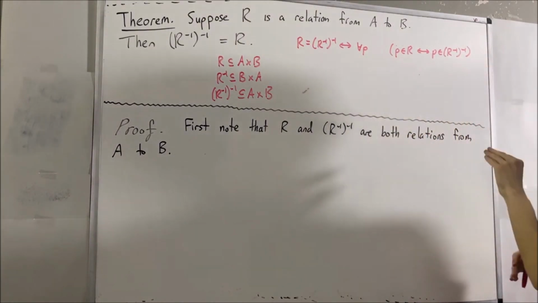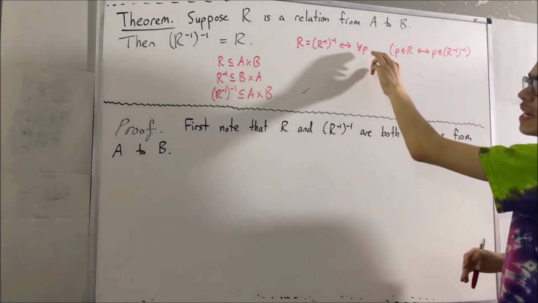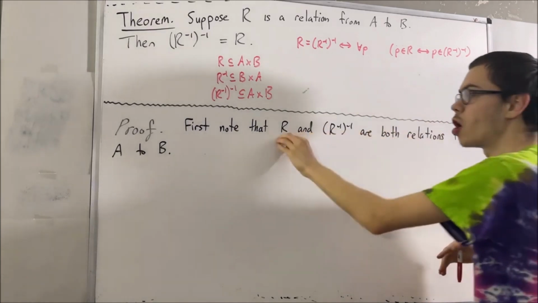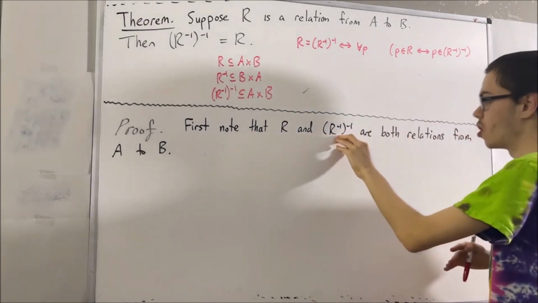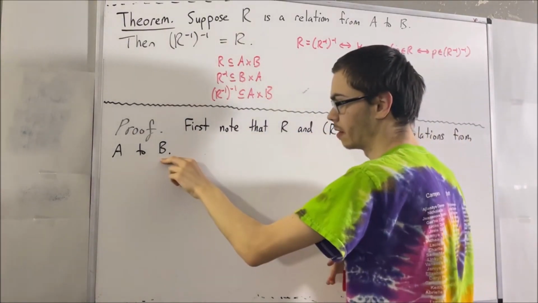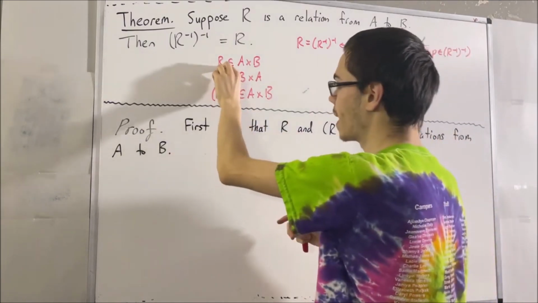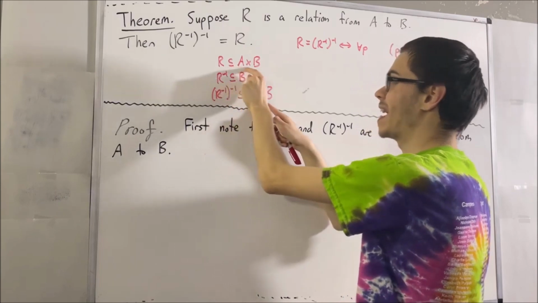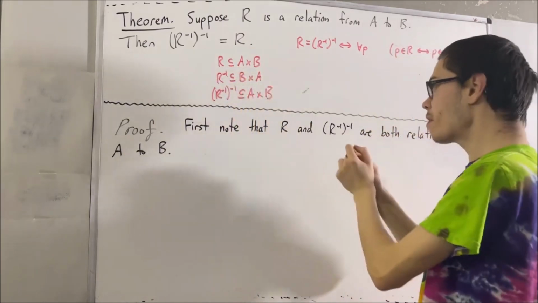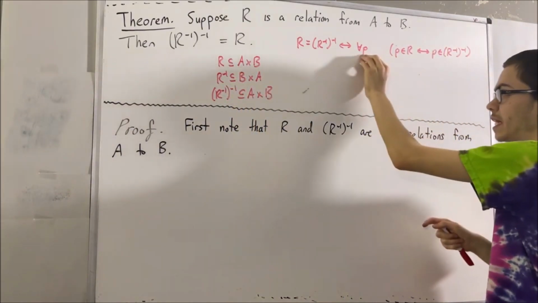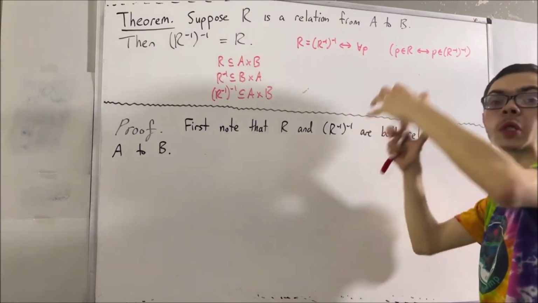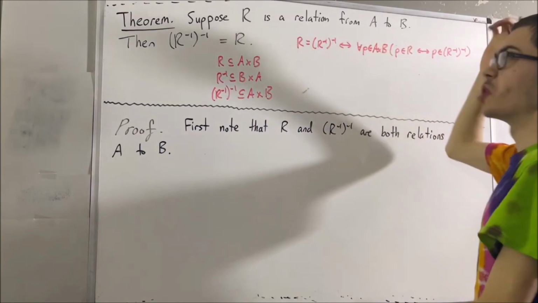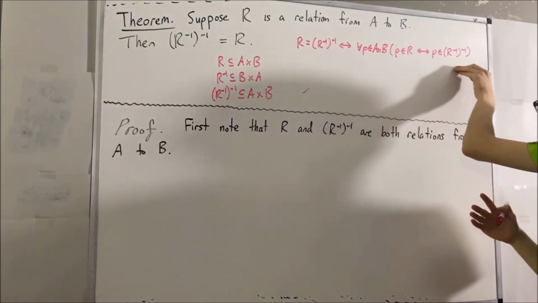But wait a minute, where are we getting our objects P from? Well, remember, we mentioned that R and the inverse of R inverse are both relations from A to B. In other words, both are subsets of the set A times B. Therefore, we can think of our objects P as though we're pulling them from the larger set A times B. So really, this is the statement we're trying to prove.